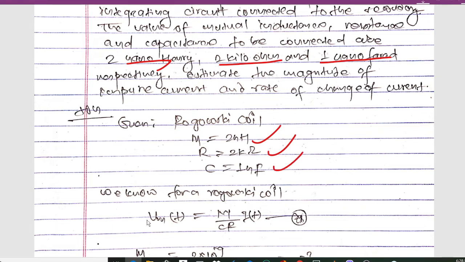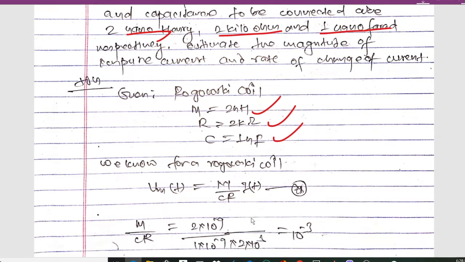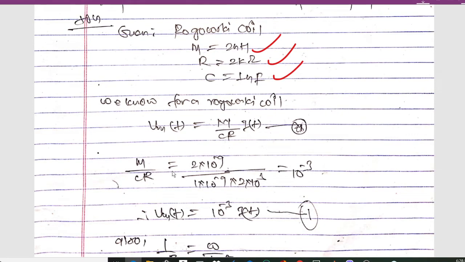And we know for a Rogowski coil, Vm(t) equals M upon CR into I(t), and here M upon CR will be Vm(t) upon I(t). So we have M upon CR. In place of M we have 2 nanohenry, so 2 into 10 power minus 9, and in place of C we have 1 into 10 power minus 9, and in place of R we have 2 kilo ohms.